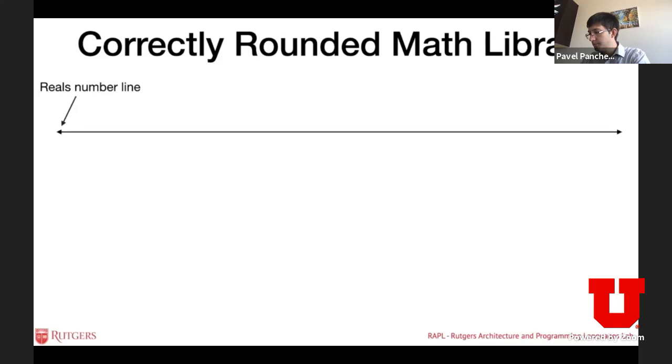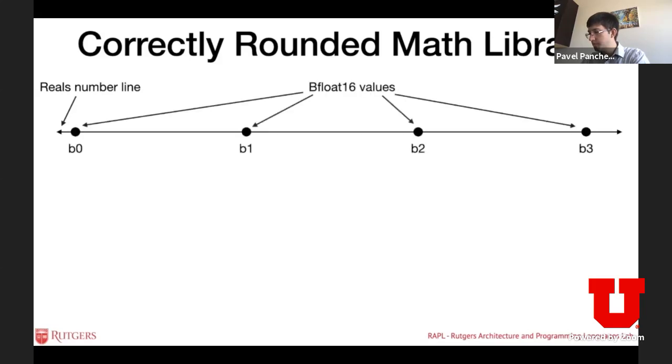To illustrate, here's a number line of real numbers, and here are some consecutive bfloat16 values on the number line. The bfloat16 representation can only represent finitely many rational values. So you can't exactly represent irrational values like log10 of 1.8, and you have to round them to a bfloat16 value according to the rounding rule. In this talk, we will use the round-to-nearest, ties-to-even rule, so log10 of 1.8 gets rounded to b1.